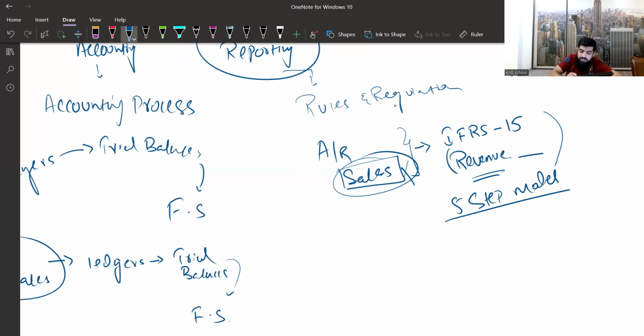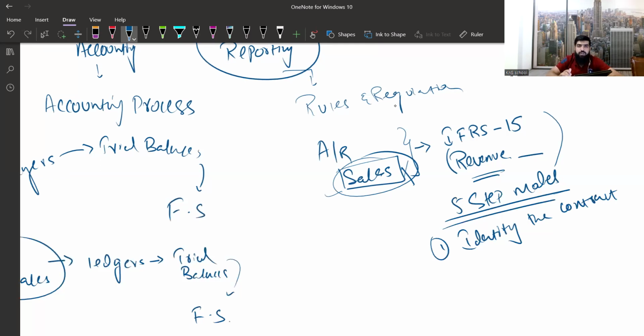The 5-step model clearly states that revenue should not be recognized until and unless these 5 steps are satisfied. Number one, you need to identify the contract. Now remember, being a financial accounting student, you will not be evaluating these 5 steps. But in the financial reporting paper, you will not be recognizing the revenue unless these criteria are met. The first step: you need to identify the contract.